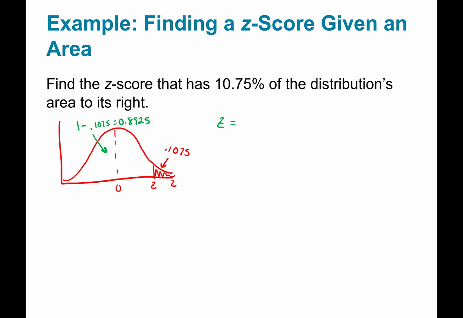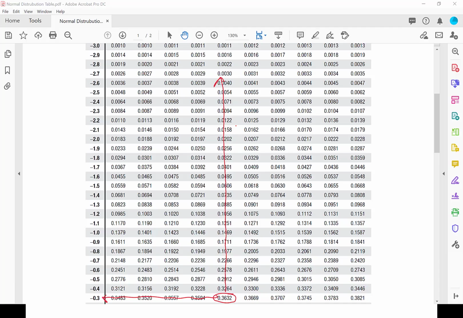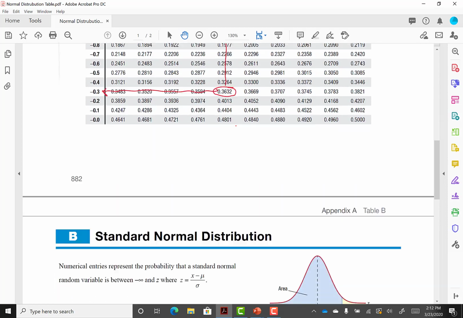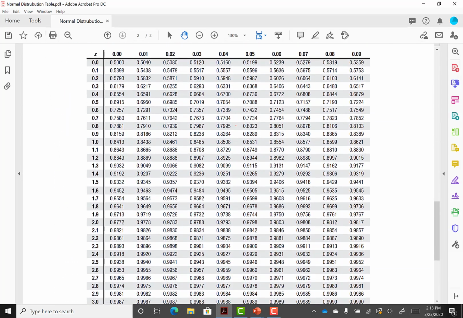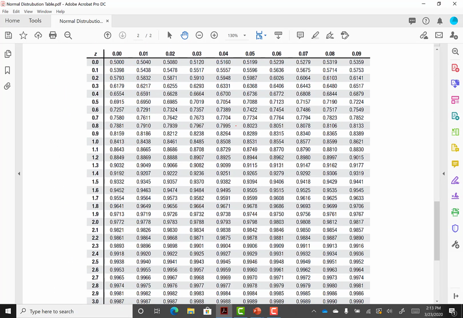We look up 0.8925 on our table. And if we're lucky, it's going to be on the table. So we know it's a positive value, so 0.8925. And there it is. So we follow across to the row header and to the column header. And there's our z-score. So in this case, z is equal to 1.24.